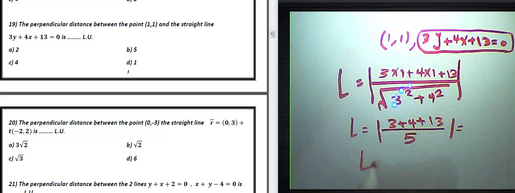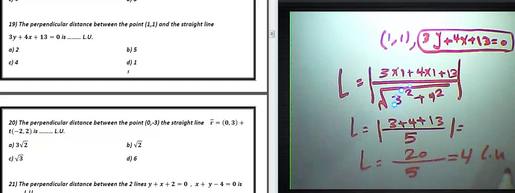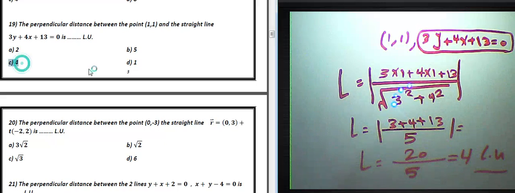And here 3 plus 4, 7 plus 13 equals 20. 20 divided by 5 equals 4. The result will be 4 length units. You choose letter C.